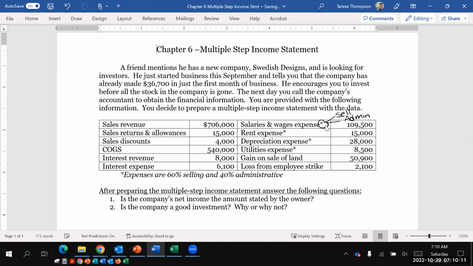So you notice the little asterisk there. It tells you the expenses are 60% selling, 40% admin. Okay, but if you see certain items like advertising or sales commission, those would always go to selling 100%. If there's some expense or income that you're like, I have no idea what that is, it's probably going to fall into that other category. Okay, take a minute, feel free to pause the video and try to prepare the multiple step income statement. Try it, and then you can unpause and we'll go through the solution.